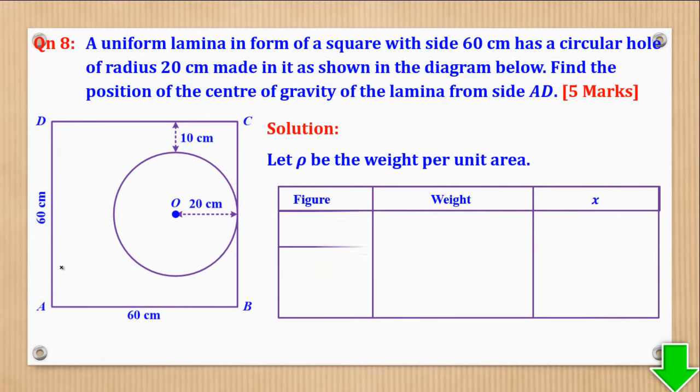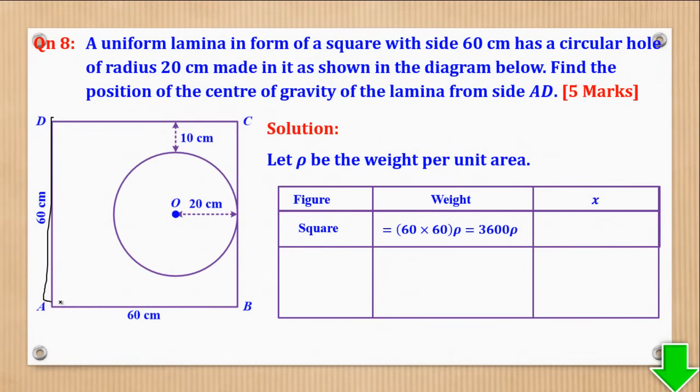Okay, so let's begin with the figure of the square for the whole lamina. For a square, area is length times width, which is this. But because they want weight, we add on rho to give you 3600 rho. Then the center of gravity for the square alone is halfway along the length AB. So half of 60 gives you 30.